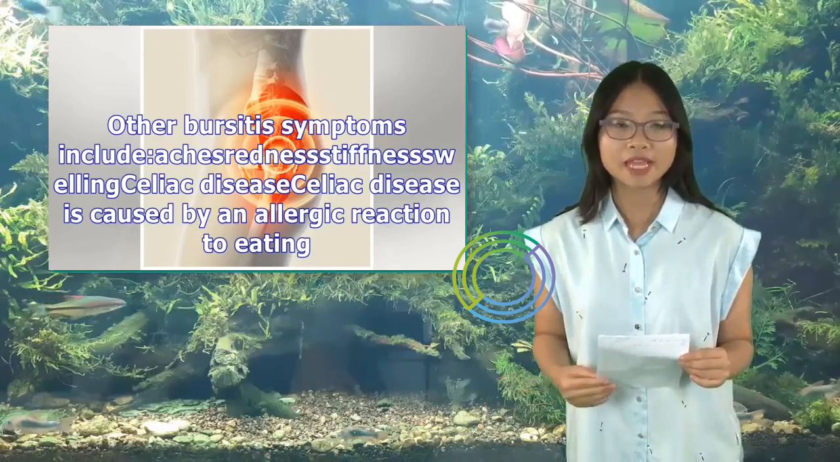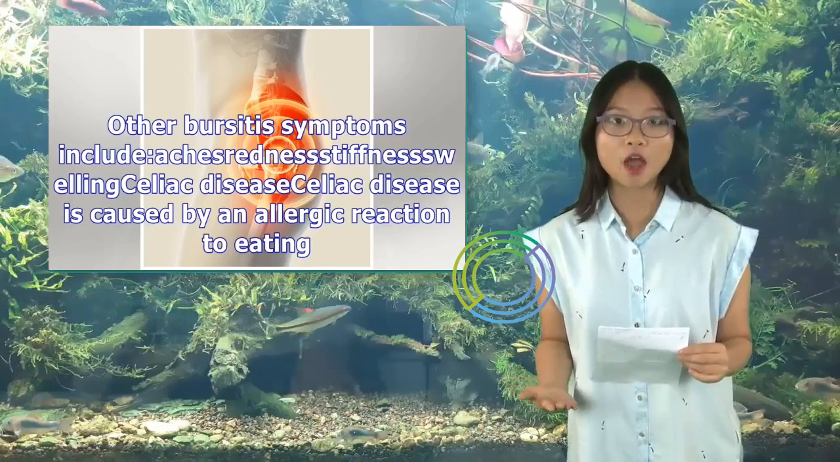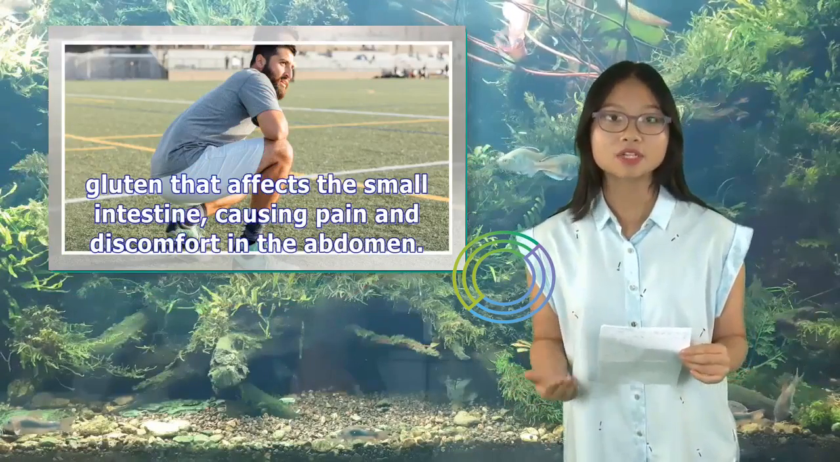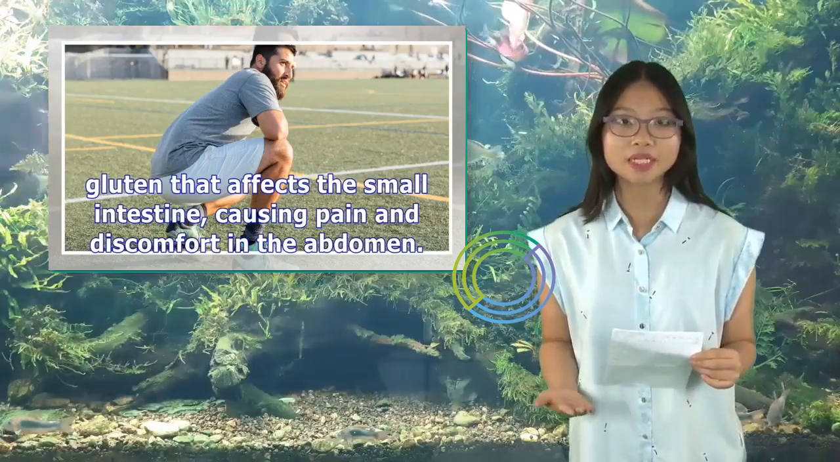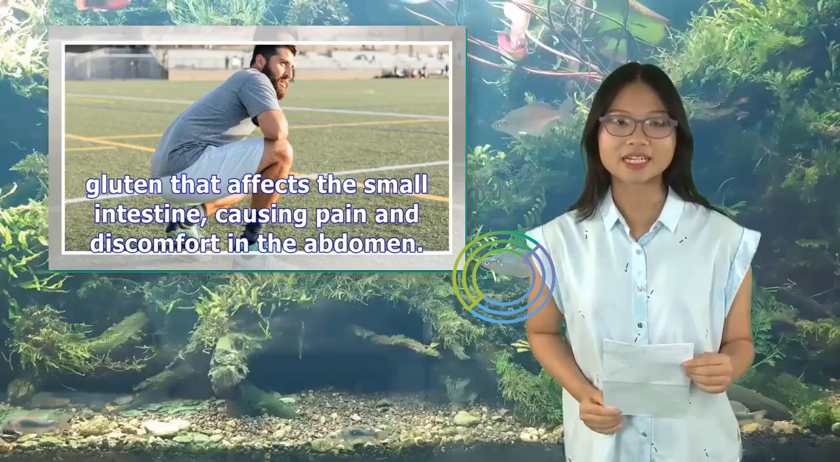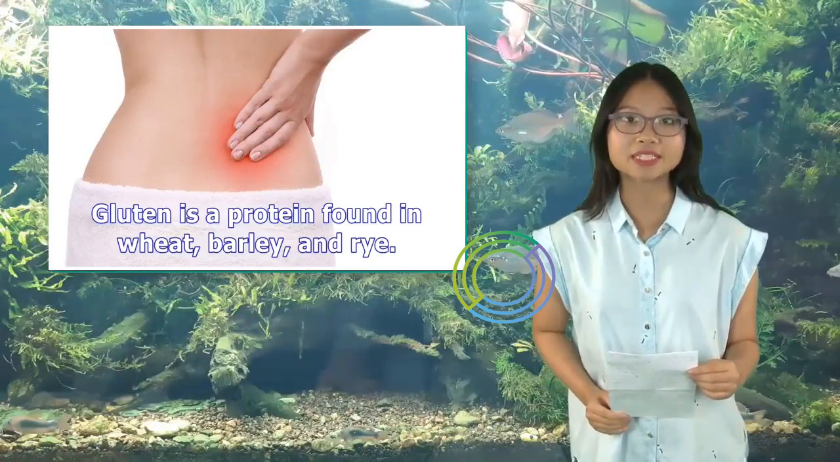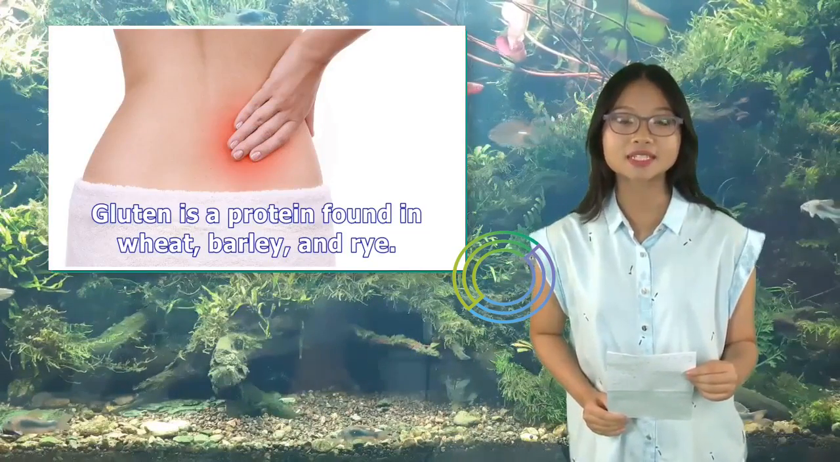Celiac disease. Celiac disease is caused by an allergic reaction to eating gluten that affects the small intestine, causing pain and discomfort in the abdomen. Gluten is a protein found in wheat, barley, and rye.